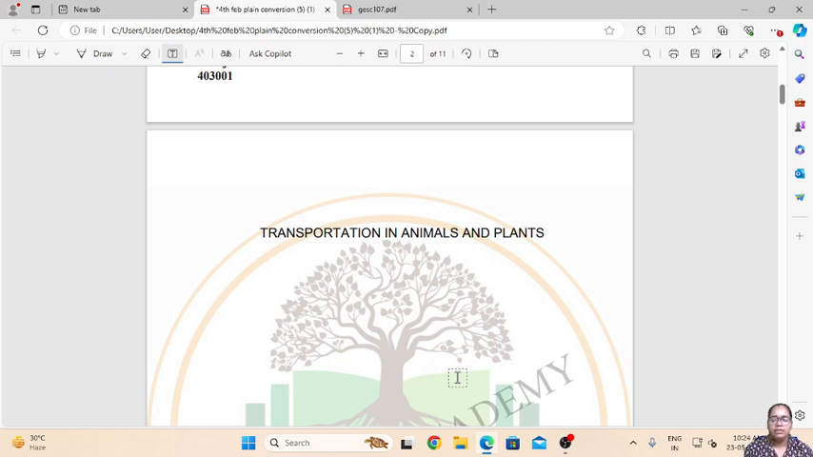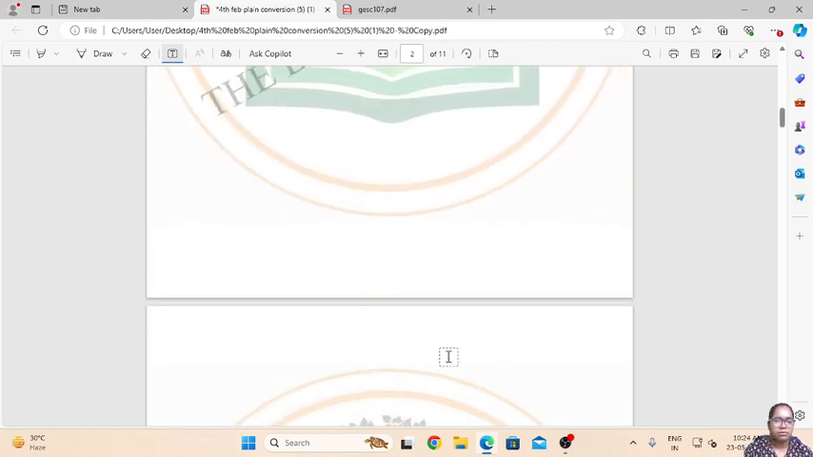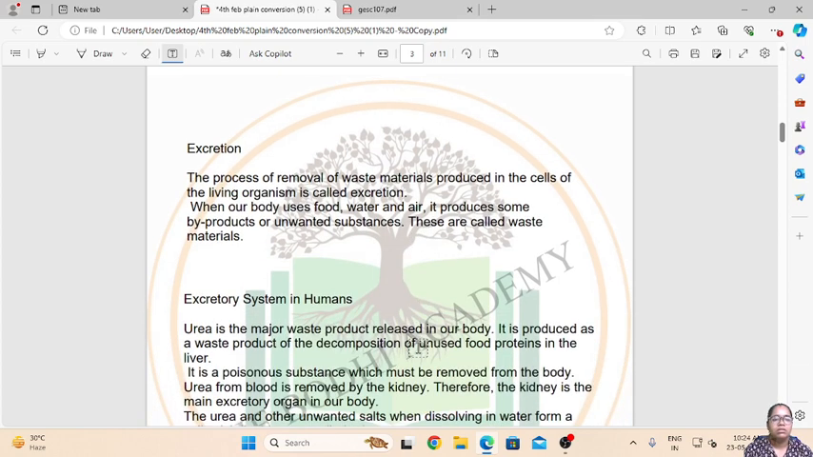So today let us study how the waste from our body is removed, and that process is called excretion. The process of removal of waste material produced in the cells of a living organism is called excretion. When our body uses food, water and air, it produces some byproducts or unwanted substances. These are called waste materials.